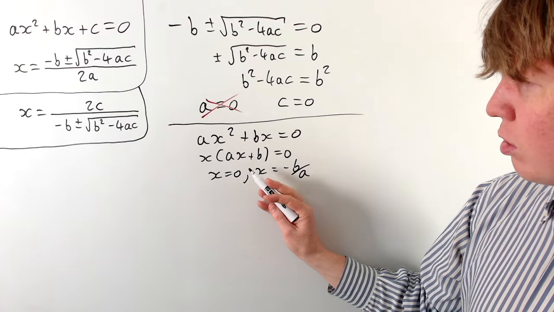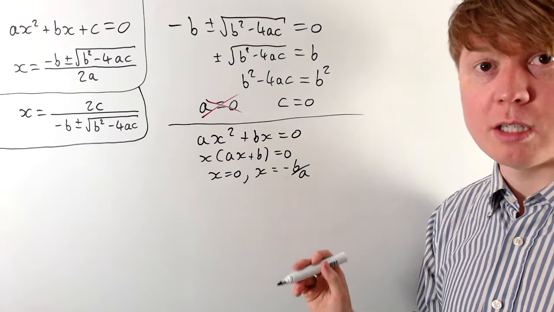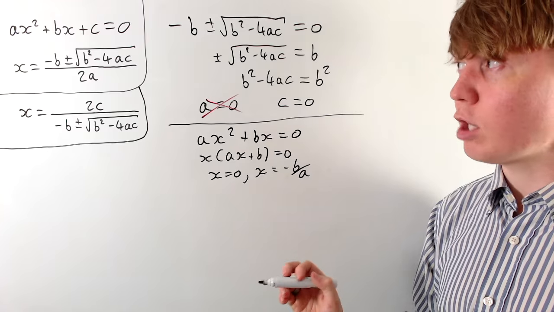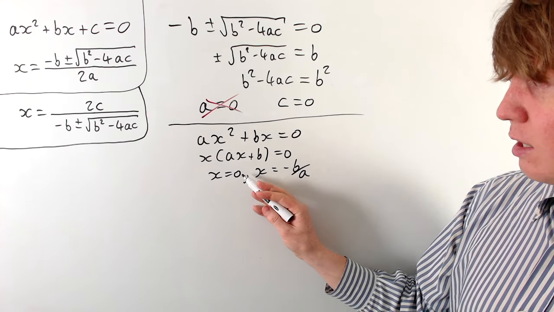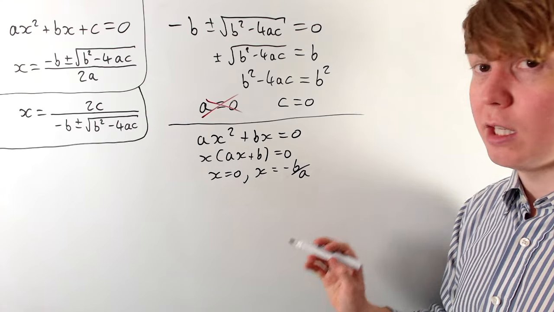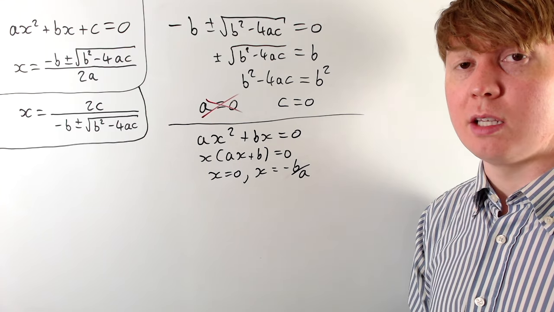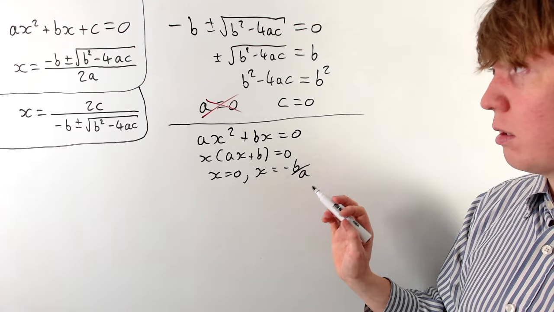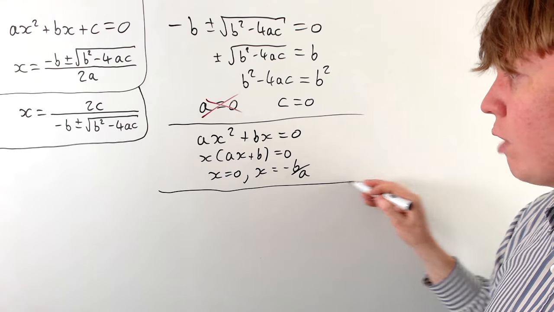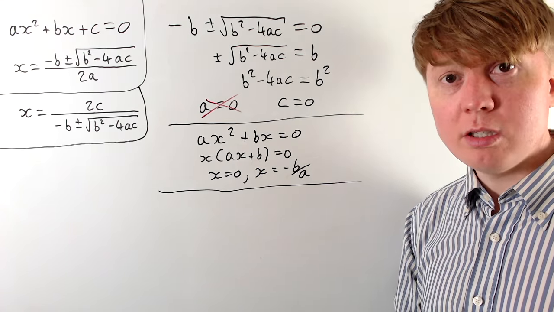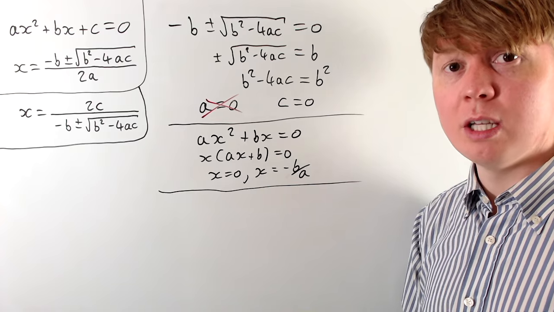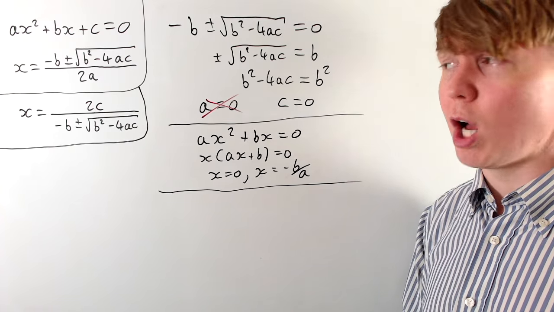So if we were to substitute in a, b and 0 into the original quadratic formula, you can check that you would indeed get x equals 0 and x equals minus b over a, as long as a wasn't equal to 0. So we capture both of these solutions with the original quadratic formula. So now let's try substituting in c equals 0 into the new quadratic formula, see what happens.